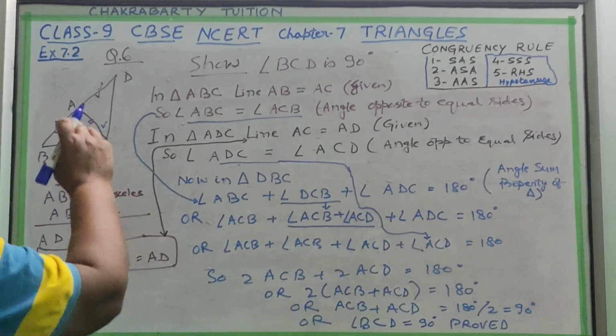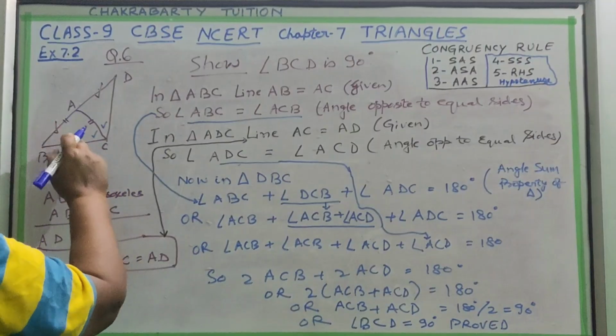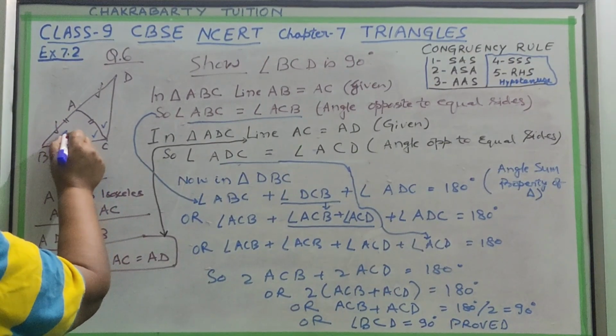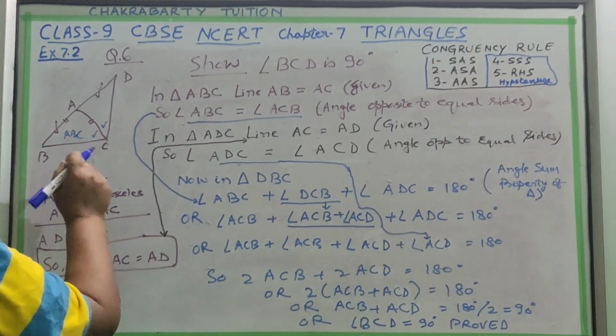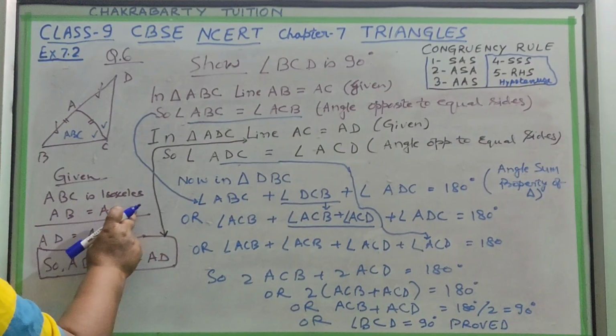Now question number 6. In question number 6, one triangle is given, ABC. ABC means this A, B and C. This triangle is isosceles, and line AB and line AC are equal. Isosceles means two lines are equal.